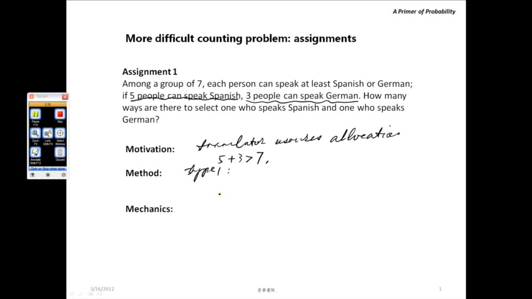Type 1 provides ways to select one Spanish speaker from the 4 Spanish-only speakers, and then select one German speaker from the 3 German speakers. Remember, type 1 implies 2 steps are needed to finish the job. So this is step 1, this is step 2.